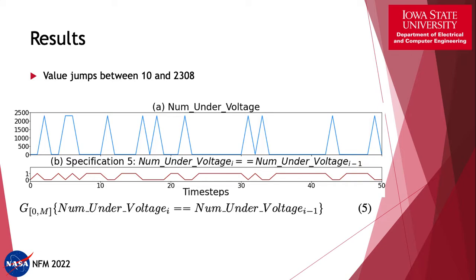Now, when we evaluated our specification involving the number of times under voltage, we saw that it occasionally returned a value of false. So we wanted to dig in a little deeper and see why this was happening. We could see that the EPS was actually jumping between values of 10 and 2,308 for this mock launch, and this was reproducible across several mock launches. Jumping between two values like this is definitely an erroneous behavior that resulted in us contacting the manufacturer.